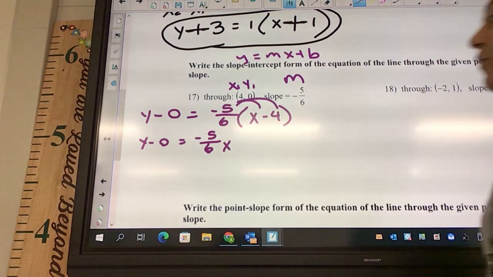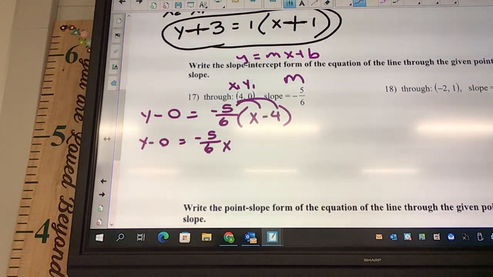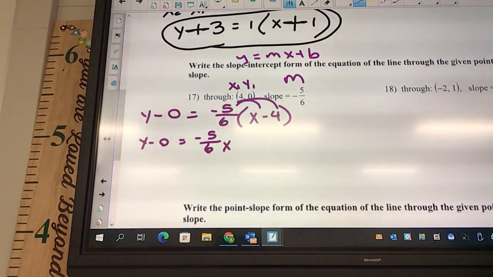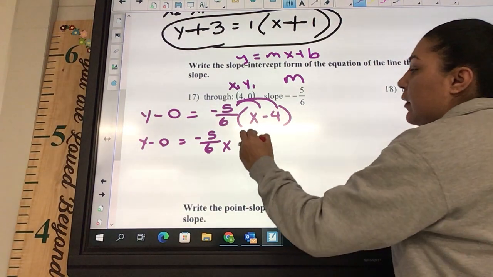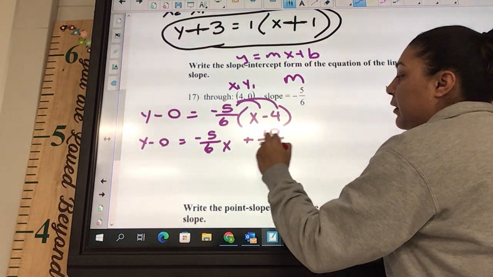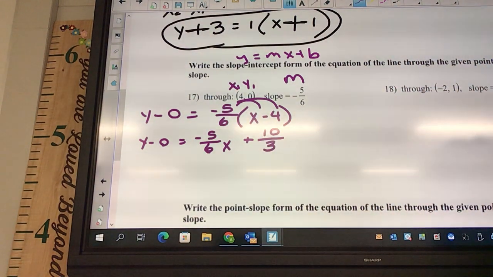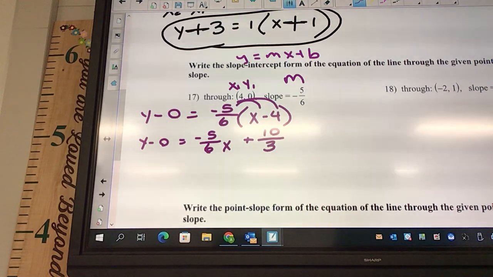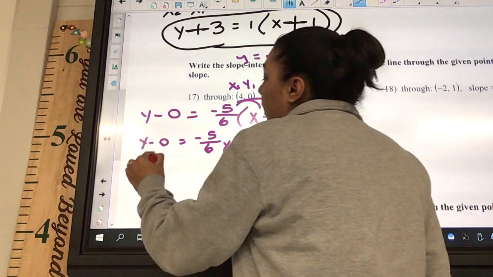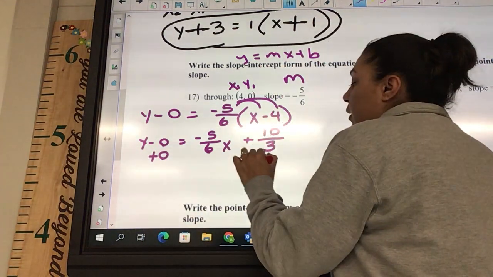Okay, what is negative 5 over 6 times negative 4? 10 over 3? A negative or positive? So plus 10 over 3. And then, I mean, the 0 is nothing, but we say plus 0.